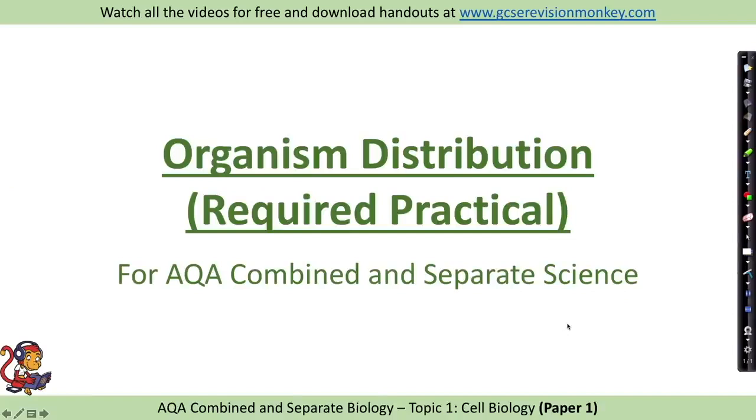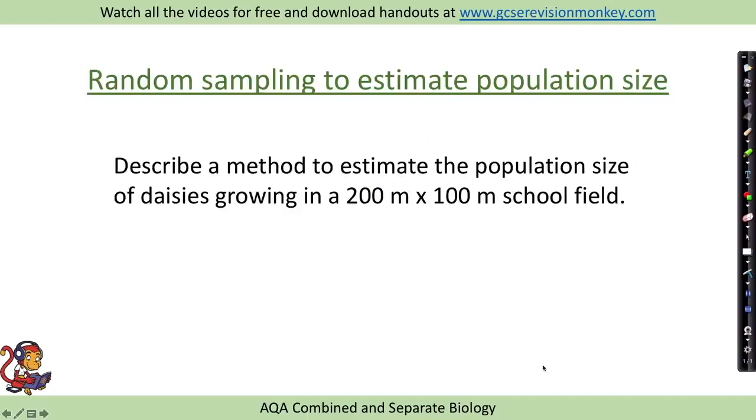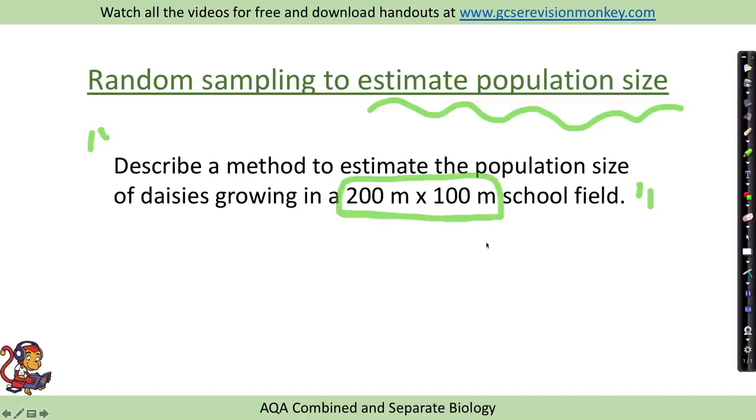Organism distribution required practical. There are 2 different ways that we are going to look at to sample organisms. The first one is random sampling, and the second one is transects. So random sampling might be used to estimate a particular population size. So for example, you might get a question a little bit like this that says, describe a method to estimate the population size of daisies growing in a 200 metre by 100 metre school field.